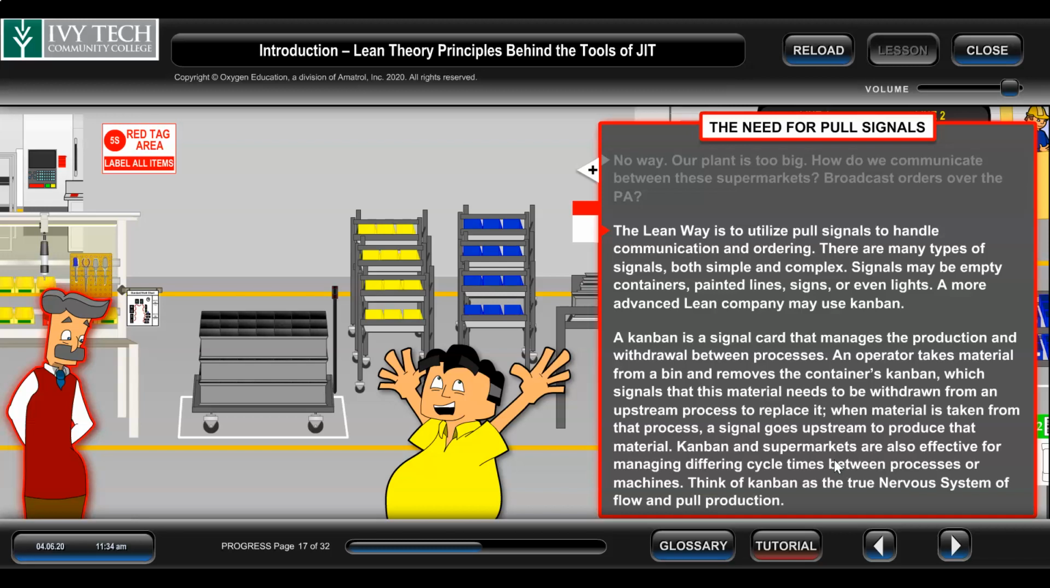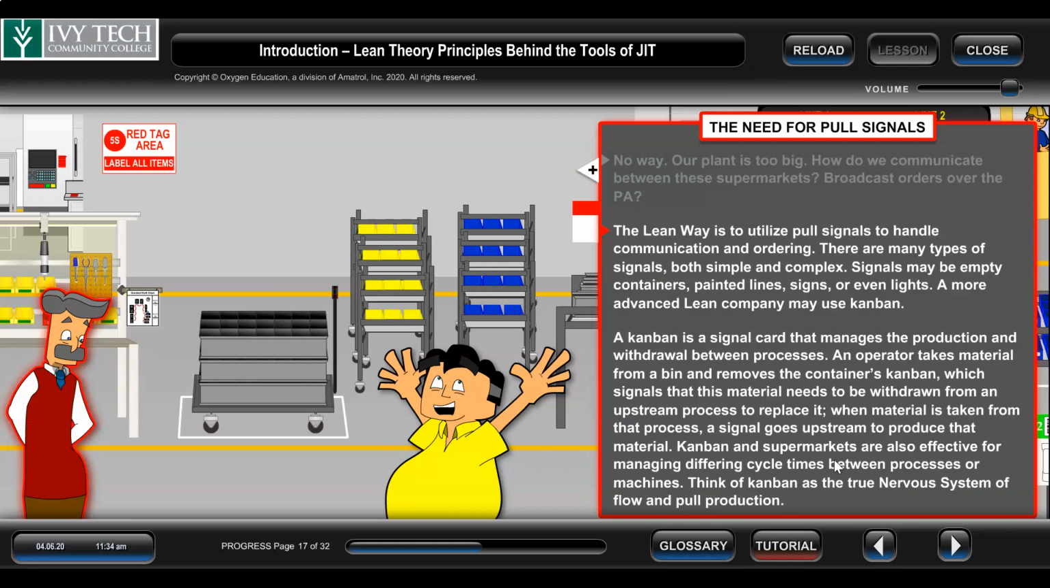There are many types of signals, both simple and complex. Signals may be empty containers, painted lines, signs, or even lights. A more advanced lean company may use Kanban. A Kanban is a signal card that manages the production and withdrawal between processes.